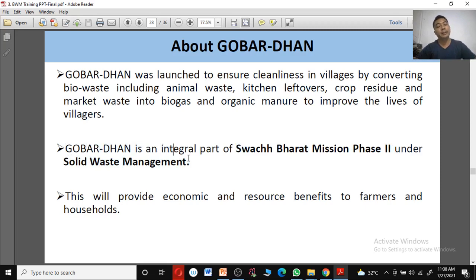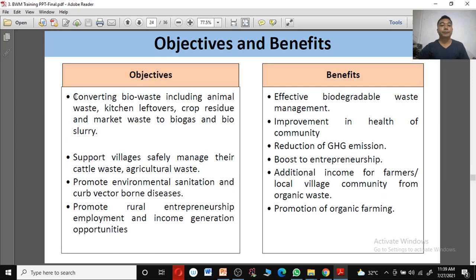As we already discussed, biodegradable waste is a waste material which can be broken down by decomposition agents like bacteria and fungi. This will provide economic resources and other benefits to farmers and households in rural India. So the objectives: conversion of biowaste including animal waste, kitchen leftovers, crop residue and market waste to biogas and bioslurry, support villages to safely manage cattle waste and agriculture waste, promote environmental sanitation and curb vector-borne diseases, promote rural entrepreneurship, employment and income generation opportunities are some of the objectives of the Gobardhan scheme.